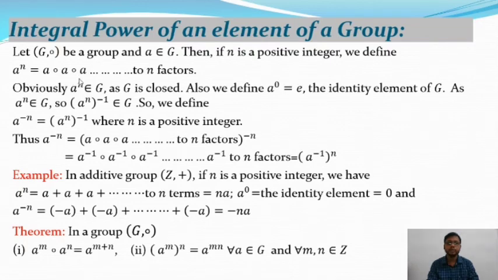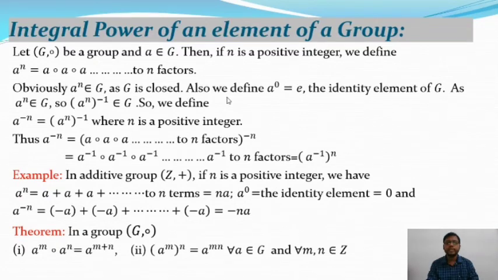Now take a to the power 3, which is equal to a square composition a, that is, a composition a composition a. Since it satisfies the closure property, a to the power 3 belongs to G, where G is closed. So obviously a to the power n, that means a composition a up to n factors, belongs to G. Why does it belong to G? Because G is closed and satisfies the closure property. That's why a to the power n belongs to G.